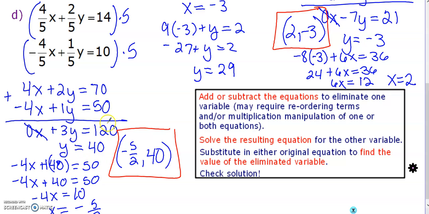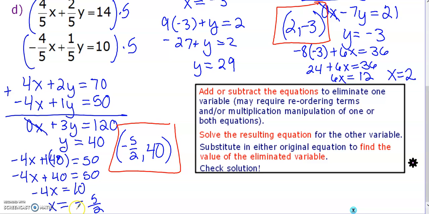I get my y to be 40, and when I plug my y in, I do end up with my x being a negative fraction. And that's okay, because we're going to divide by -4 on both sides. We get 10 over -4. That simplifies to -5/2. So sometimes when you do this elimination method or substitution or graphing, you are going to end up with a fraction in your ordered pair, and that's perfectly fine.